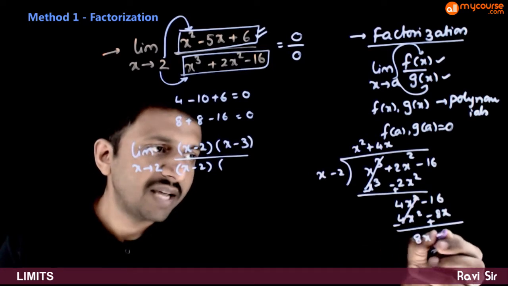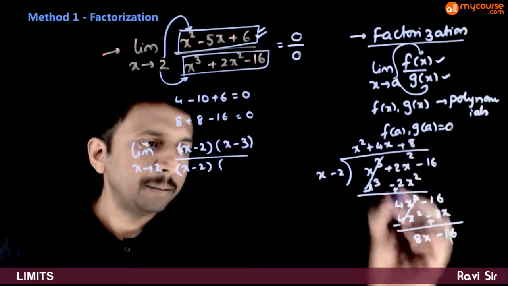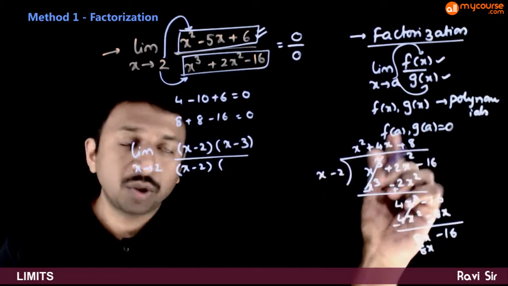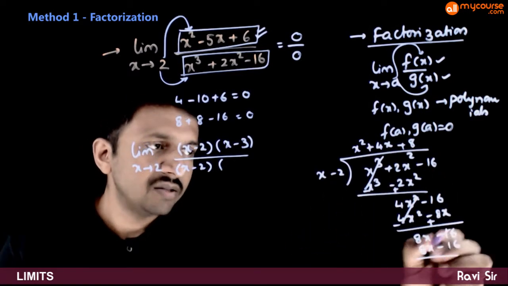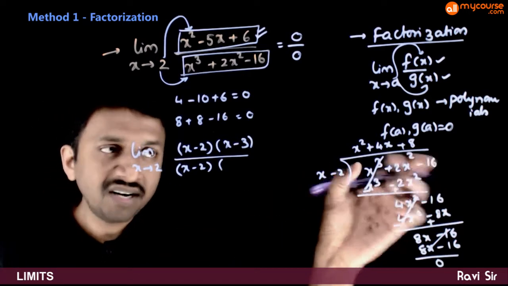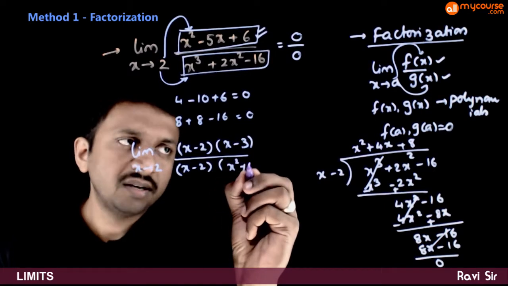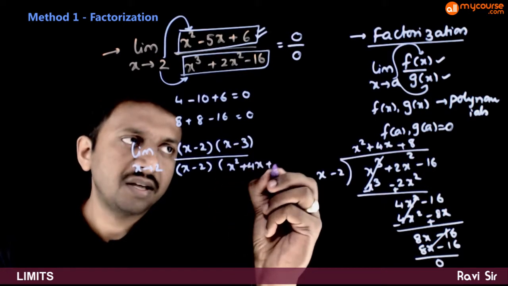You get 8x minus 16. So x into 8 is 8x minus 2 into 8 is minus 16. These two are getting cancelled, you're getting 0. So dividend is equal to divisor into quotient. x square plus 4x plus 8.